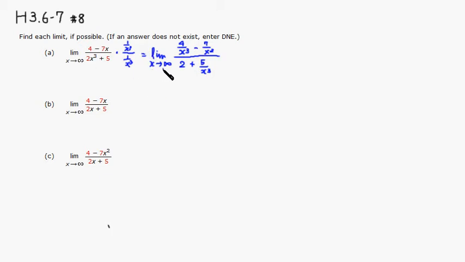As x gets larger and larger and goes to infinity, 4 over x cubed is 4 divided by an extremely large number, so it's going to be close to 0. 7 over a huge number squared is going to go to 0 as well. 5 over a huge number cubed is going to be 0. So what's left is 0 over 2, which is just 0. So that's the first one.